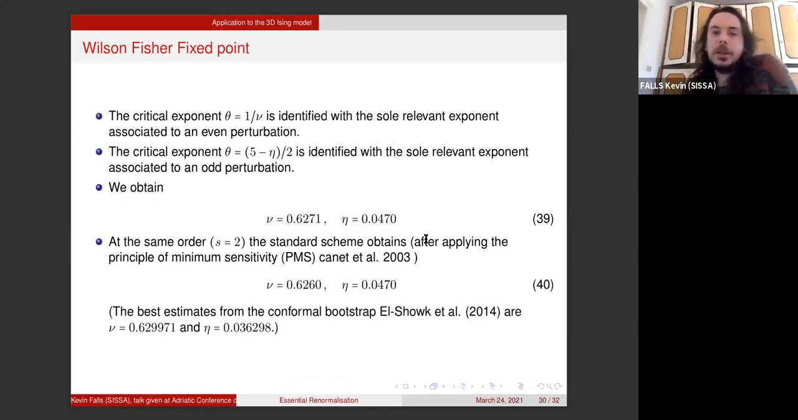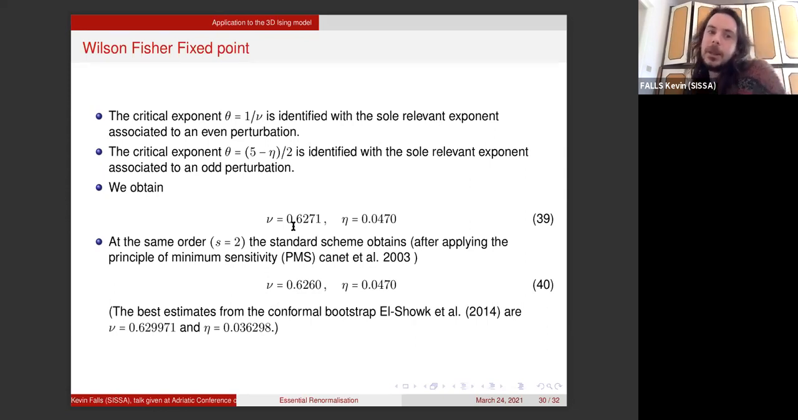You can find this perturbation, and then you can compute the value of eta. So then these are the values of nu and eta which we obtain. And so it makes sense for us then to compare, well, what would we get if we did the standard scheme? There have been papers that looked into this in 2003, and you can see that our results are very comparable. Actually, we get the same value of eta, but our value of nu is slightly different. And if we compare to the best results, which come from the conformal bootstrap, our value for nu is slightly better.